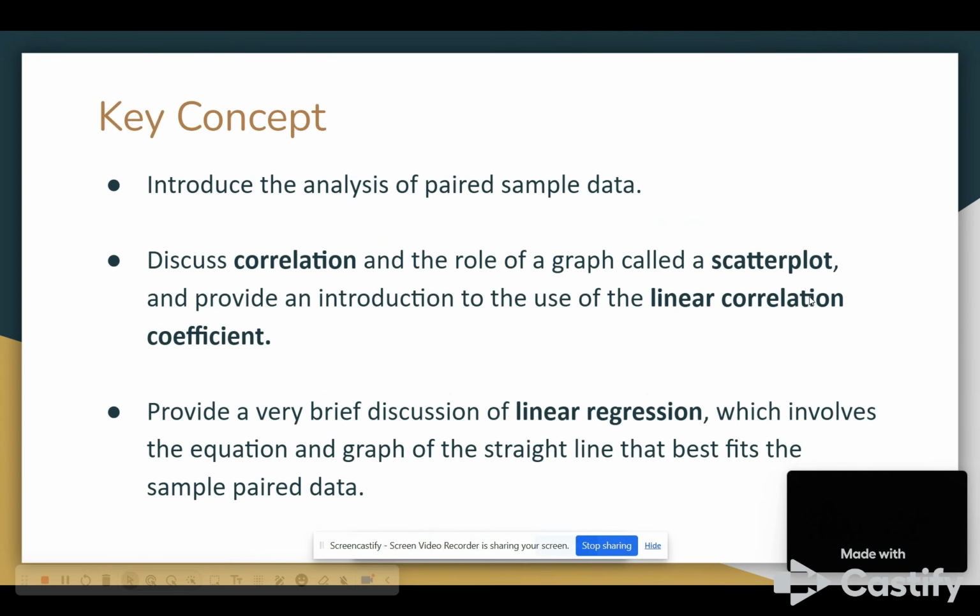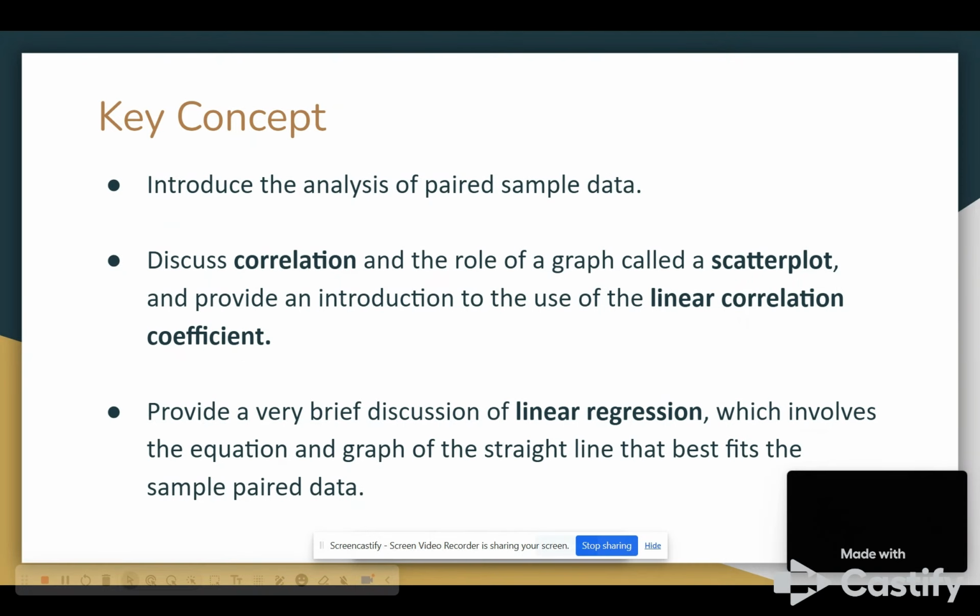Key concept. We want to introduce the analysis of paired sample data, and what I mean by paired sample data is that we have an x and a y, and that can create a coordinate on a coordinate system, a coordinate plane. We can graph our points so that we can look at a scatter plot and determine a trend. What I mean by trend is what type of correlation we have. We want to talk about the correlation and the role of that graph, which is called a scatter plot.